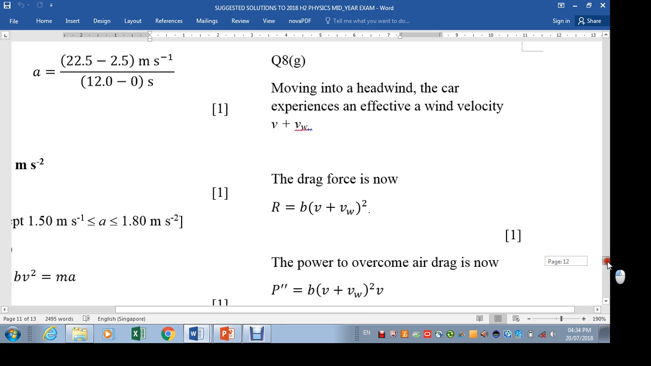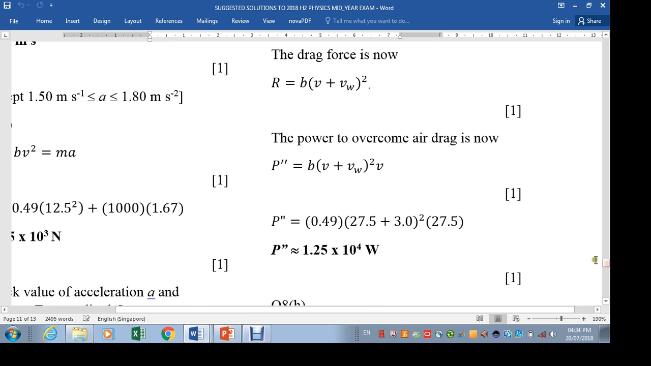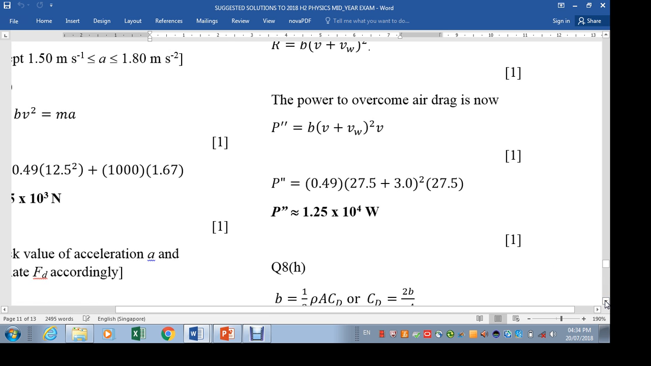However, the tricky part is this. The power is not that combined velocity. Because in power, Fv, the velocity is the real velocity of the car in relation to any other human being on the road. That means the real velocity of the car, not the relative velocity. So this is the tricky part. This part, I did not expect any student to get. But some students got it, which is amazing. Or maybe they just guessed. But this is wonderful. So a few students got this. Any questions here for question 8F?